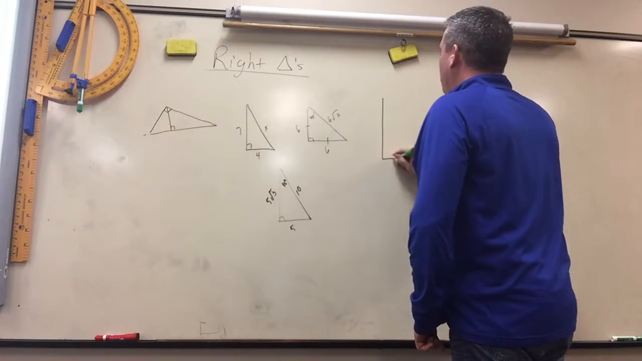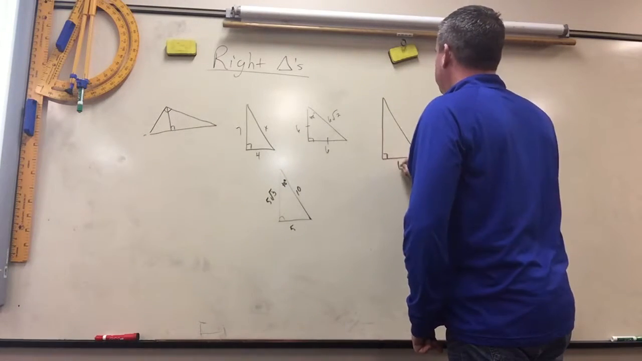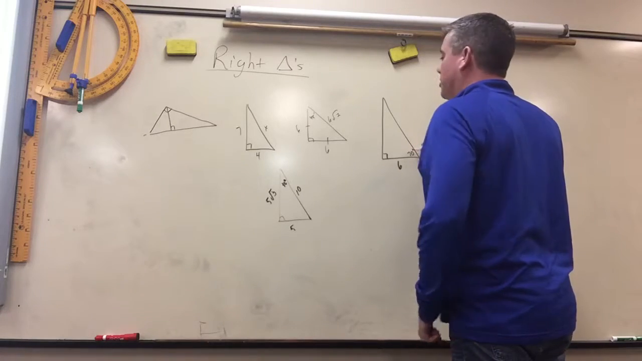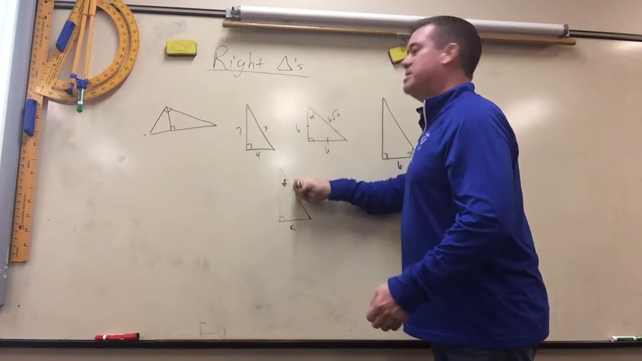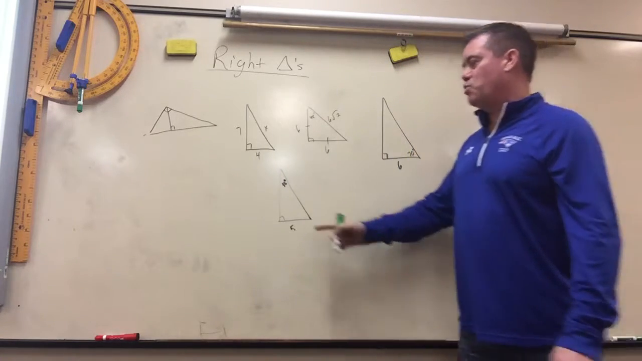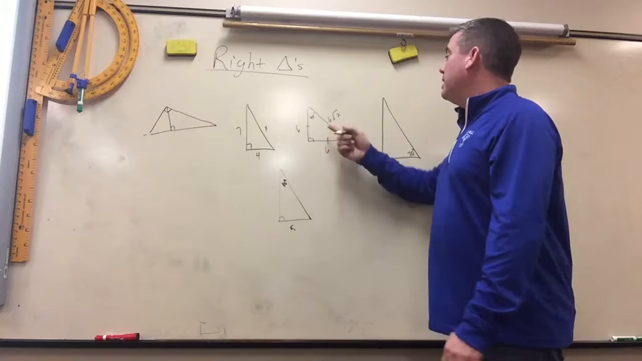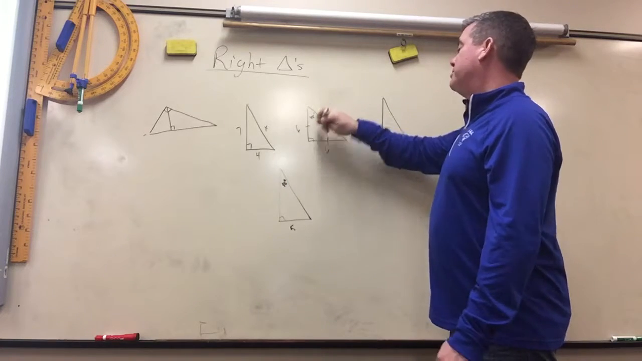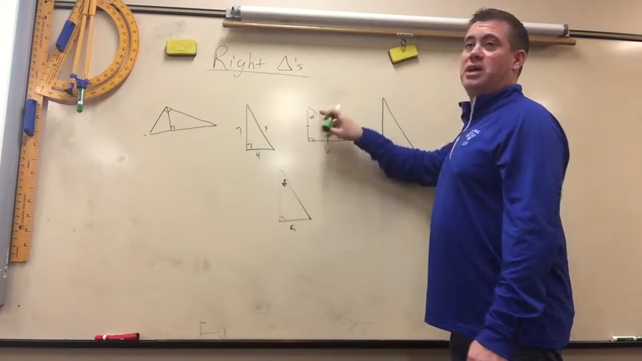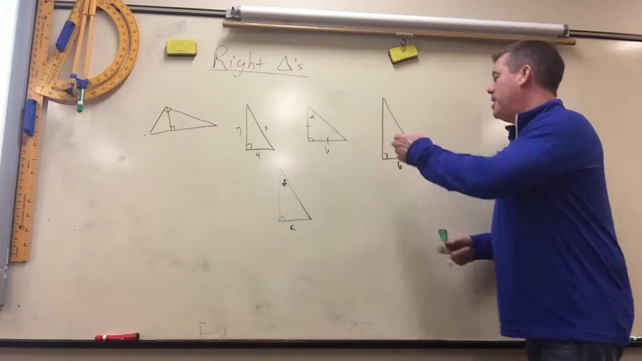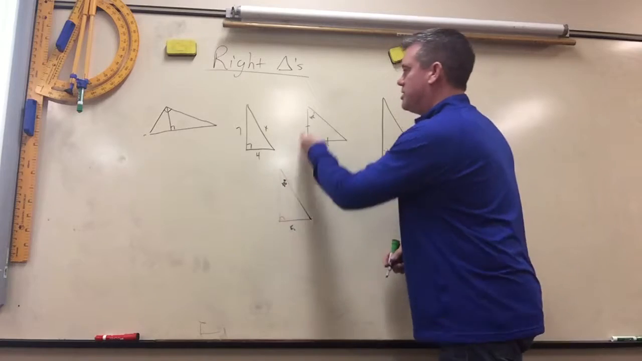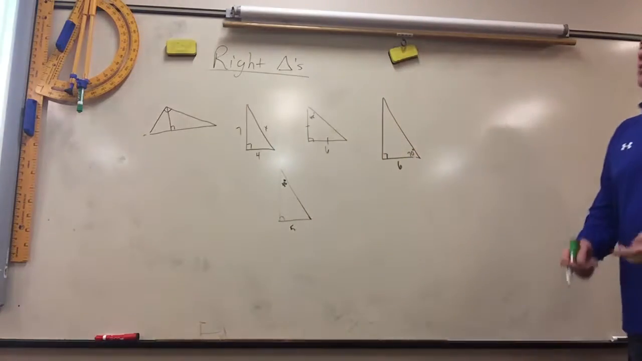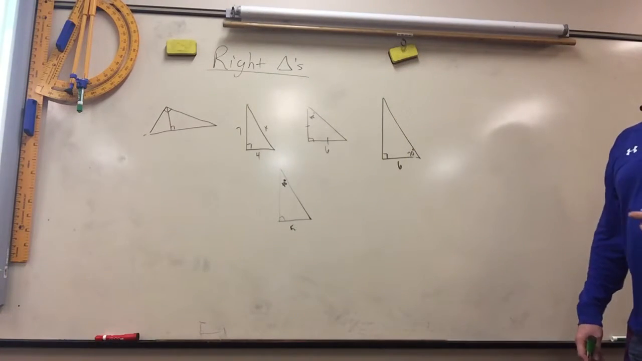Sometimes you know one side and you know the angle. Like here, if it's a 30-60-90, all you need to know is one side and you can figure out the other 2. If it's a 45-45, all you know is one side and an angle, you can find the other 2. But if it's any other than a 30-60 and a 45-45, that's where these trig ratios come in that you use to find.